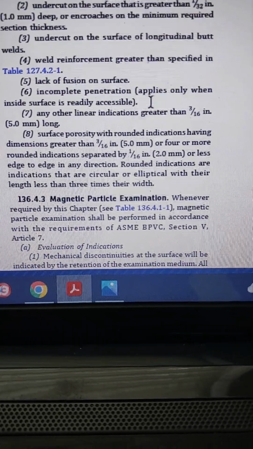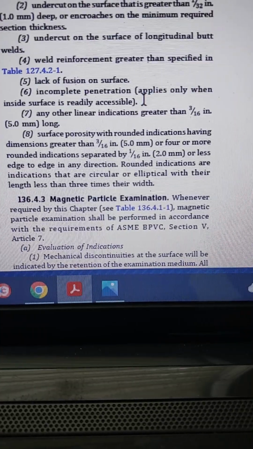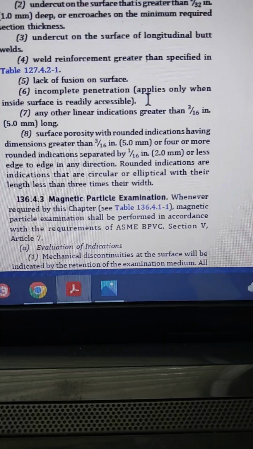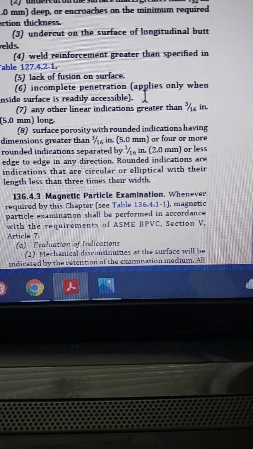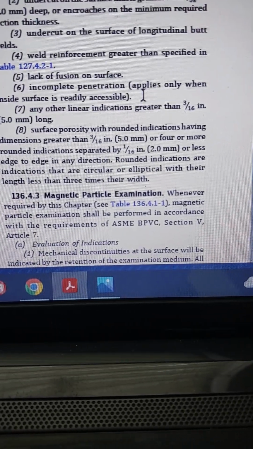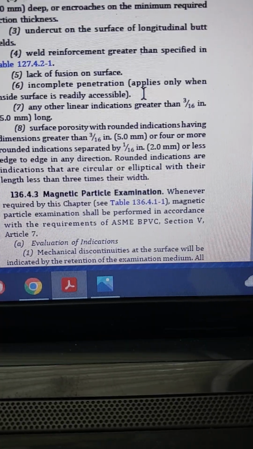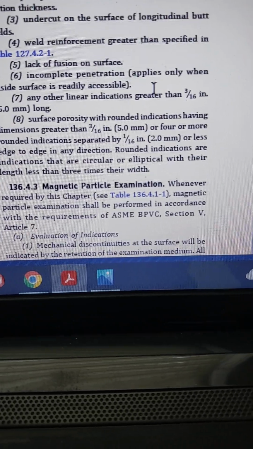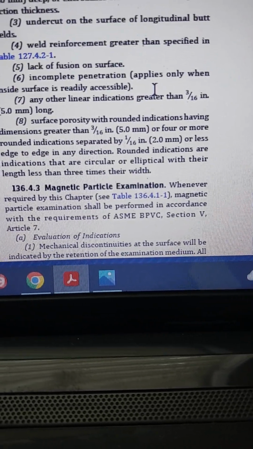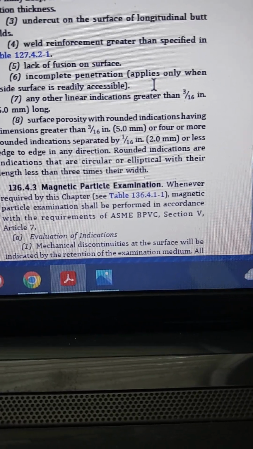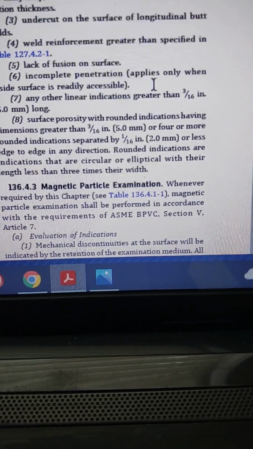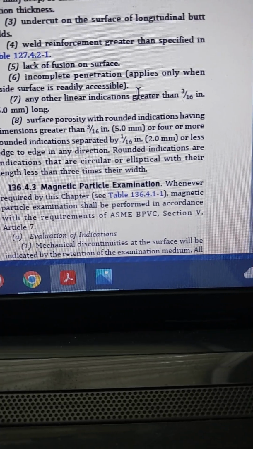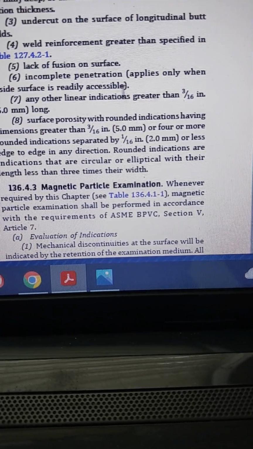Incomplete penetration. Any incomplete penetration is unacceptable, but it is only applicable for visual inspection if access to the inside is available. If not applicable, this is not your job.